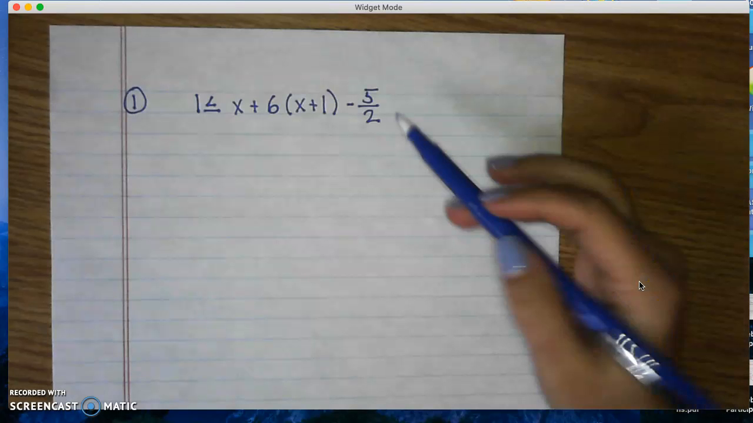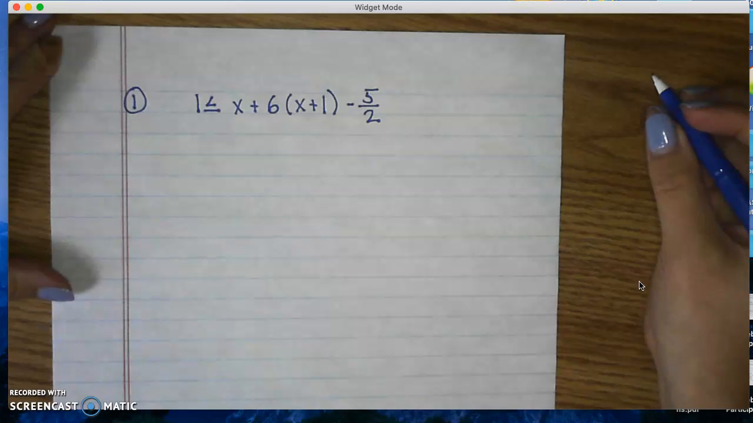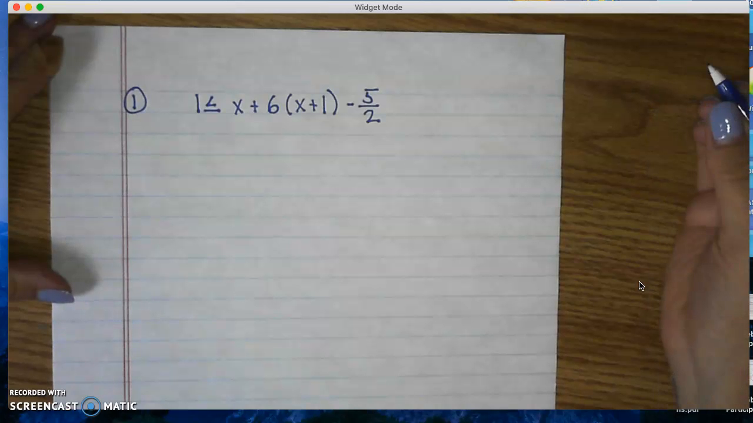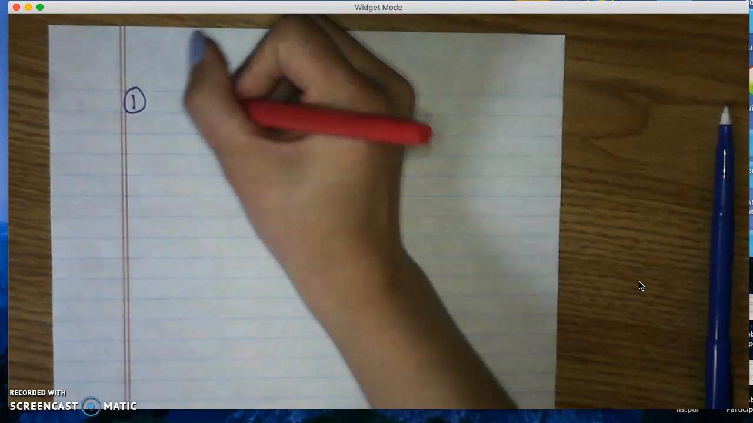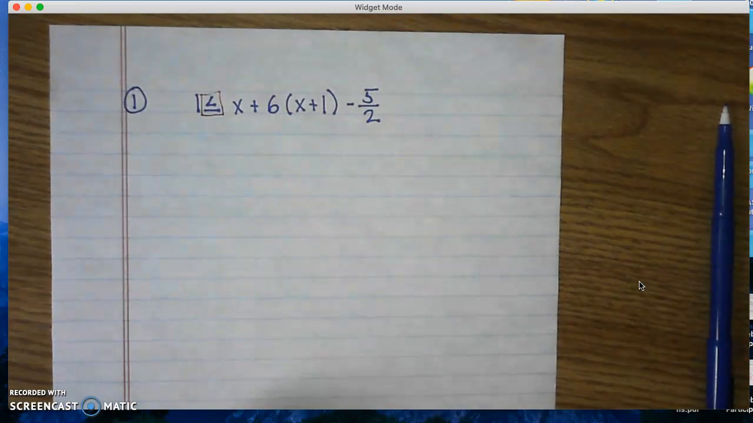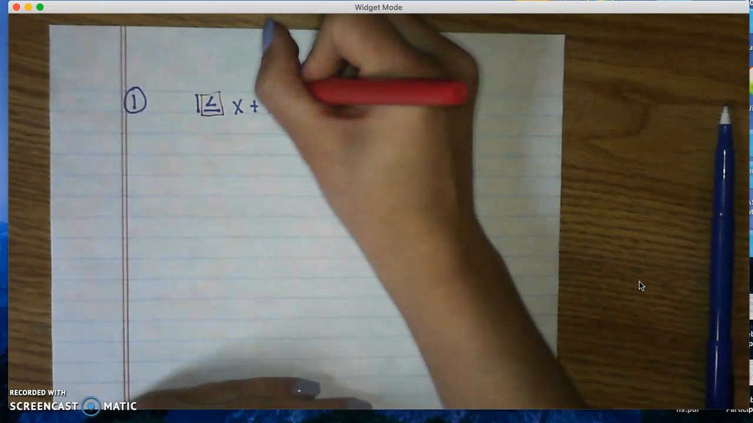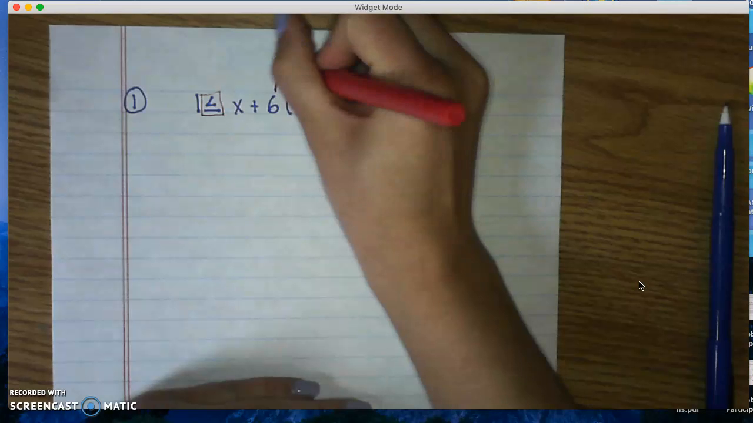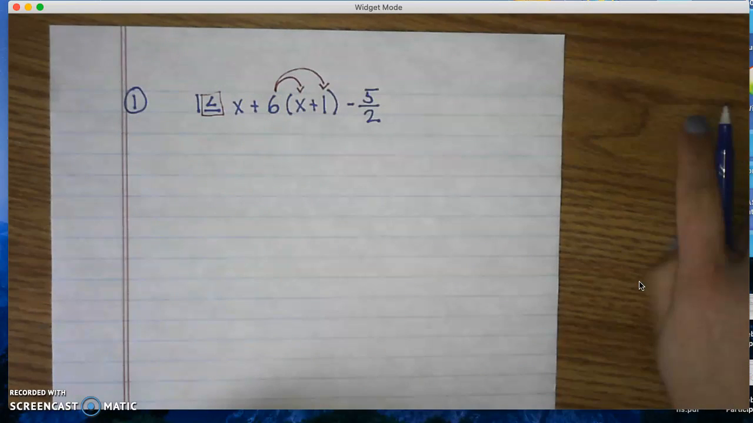So this is the first problem on the Delta Math of solving inequalities. So let's go through it together. I'm looking at this and I have less than or equal to, which is fine. I'm going to do the same thing I would do if it was just an equation. So my first step, I see these parentheses, so I'm just going to use the distributive property. I'm going to leave everything else the same.